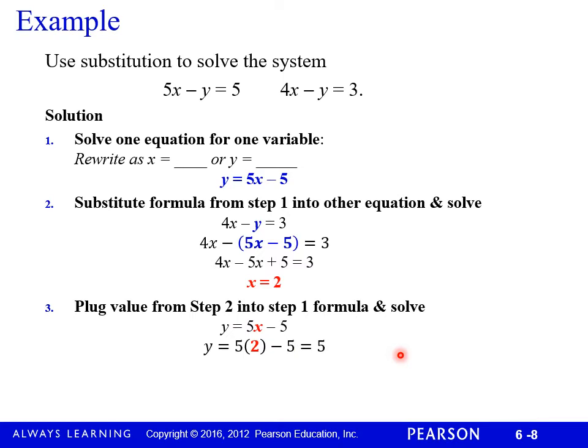The last step is to plug the answer from step 2 back into the formula found in step 1. And that way we'll know what y equals as well. So from step 1, we had y equals 5x minus 5. We know that x equals 2. So we plug in 2 for x, and we get 5 times 2 minus 5, or simply y equals 5. So the solution is the ordered pair (2, 5), as we saw on the graph in the previous problem.